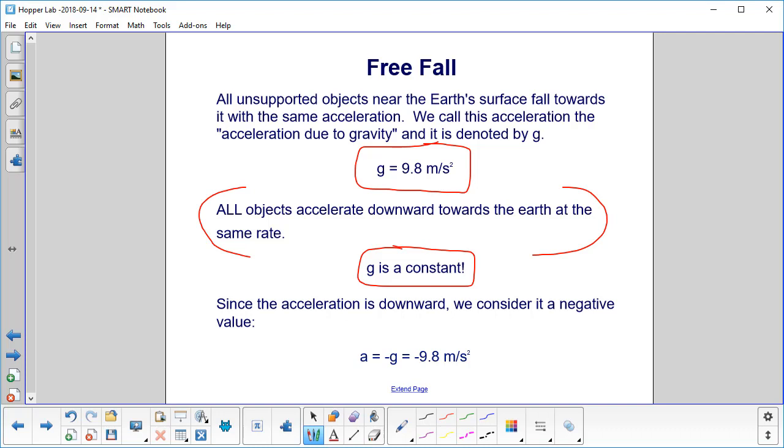Now here's where the negative sign comes in. Since the acceleration is downward, we consider the acceleration negative. So a will equal minus g, which is minus 9.8 meters per second squared. So don't go and put another minus in for g, because then you'll get a minus, minus, and that'll give you plus. You don't want that. So the acceleration is negative, but the magnitude of g is positive.